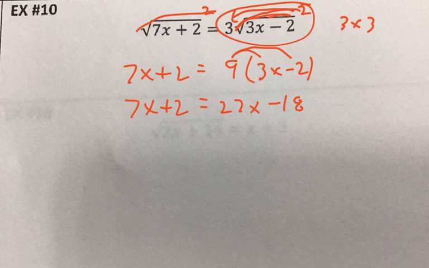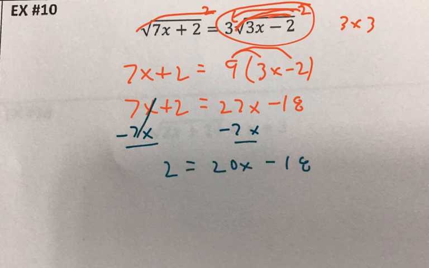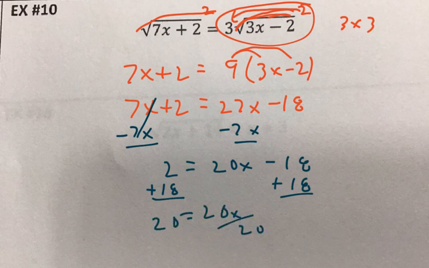Now we can finally solve. I'm going to go ahead and minus 7x both sides. So 2 is going to be 20x minus 18. I'm now going to add 18 to both sides. 20 equals 20x. When I divide by 20, I know that x is simply 1.